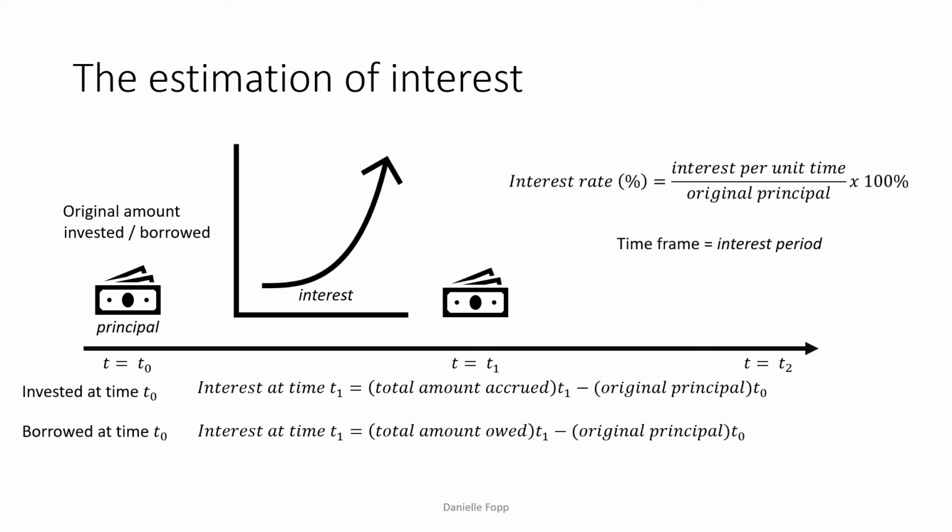So the interest rate as a percentage is the interest per unit time divided by the original principal times 100. And the time frame is the interest period that we are looking at. And this must be defined. So it can be 1 month, it can be 1 year, and it's known as the interest period. So when reading textbooks or readings, you may see a unit time, time frame, or interest period.